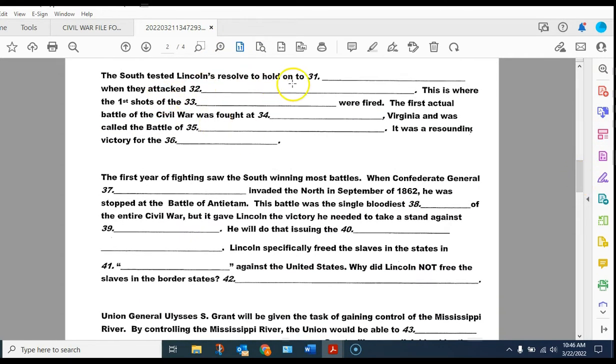The South tested Lincoln's resolve to hold on to blank when they attacked blank. This is where the first shots of the blank were fired. The first actual battle of the Civil War was fought blank, Virginia, and was called the Battle of Blank.